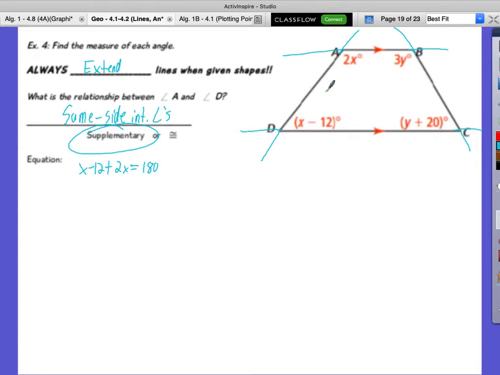If you want to, you can, though. Because either way, you're going to solve it the same way. You can't do anything inside the parentheses, and it's just adding. You don't have to worry about distributing. x plus 2x is what? 3x minus 12 equals 180. 3x will equal what? 192? Because you add 12 on both sides. Divided by 3. And x is equal to 64.